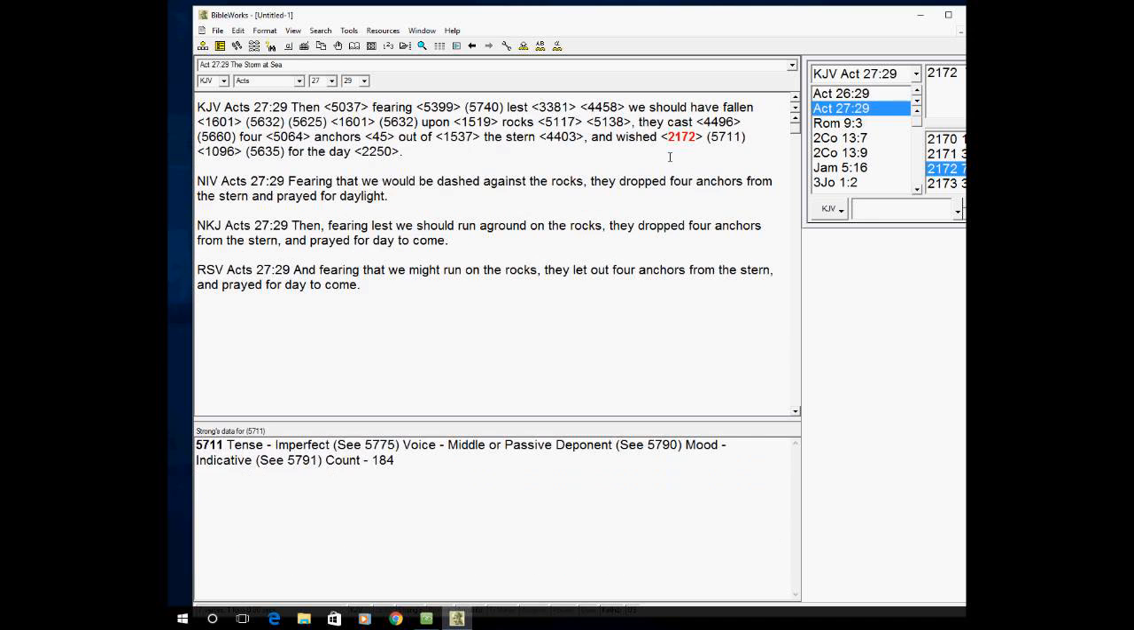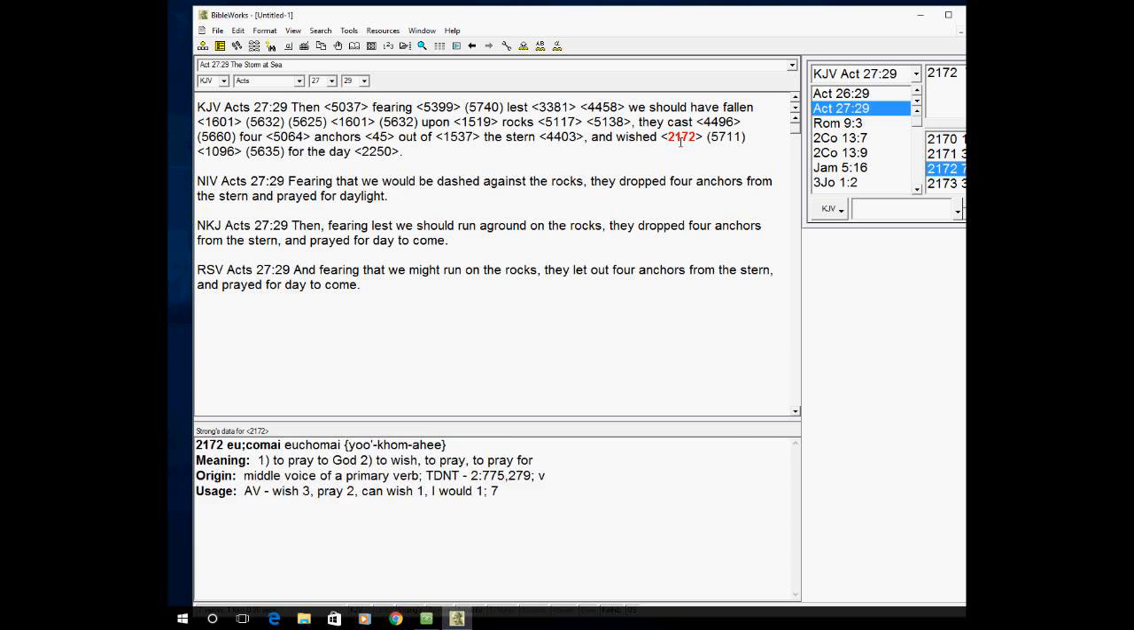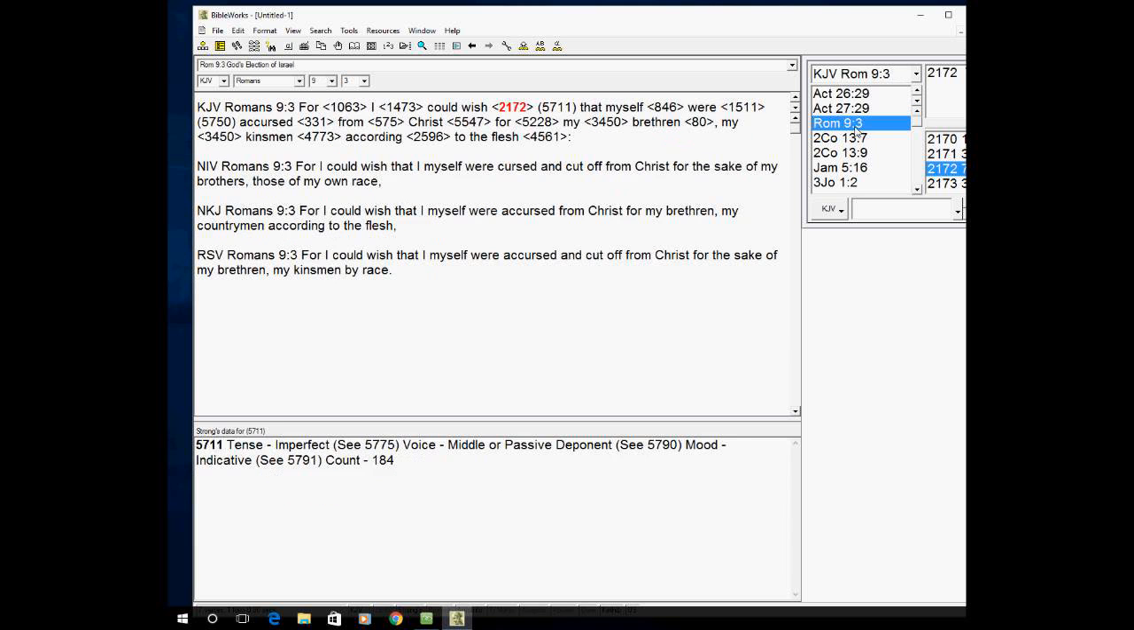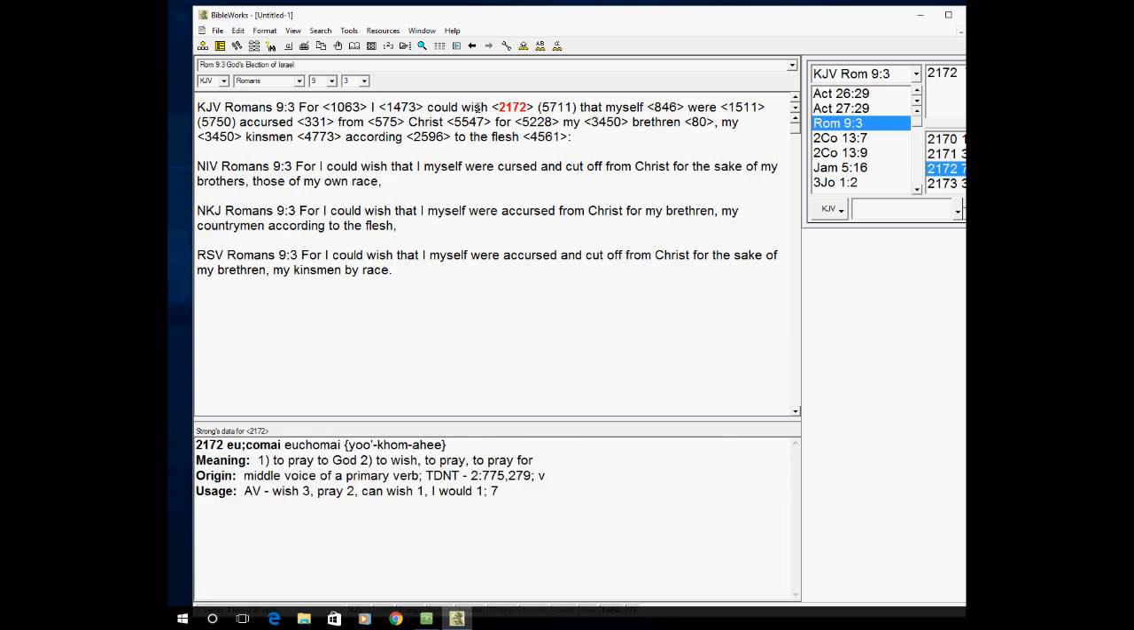Okay, Acts 27, verse 29 in the NIV: "And I prayed for daylight." New King James: "and prayed for day to come." RSV says the same. But see, in the King James, it's "wished for the day." So we see the word wish here.